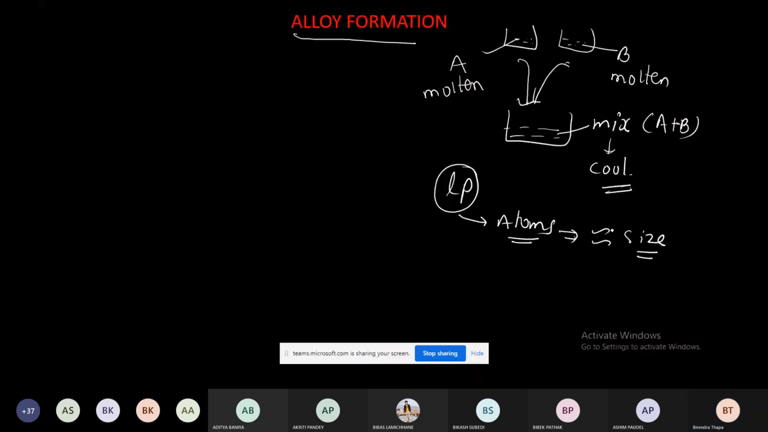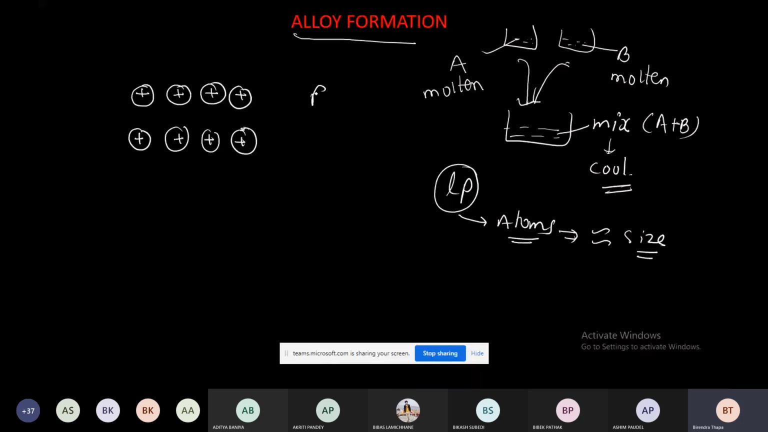What does it mean? Suppose we have iron. Suppose this one is iron. Constituent particles are assumed to be spherical particles. This is the lattice point of iron. During steel formation, the lattice point of iron is replaced by atoms of manganese, since the size of iron and manganese is comparable. There is no drastic change in size of iron and manganese.